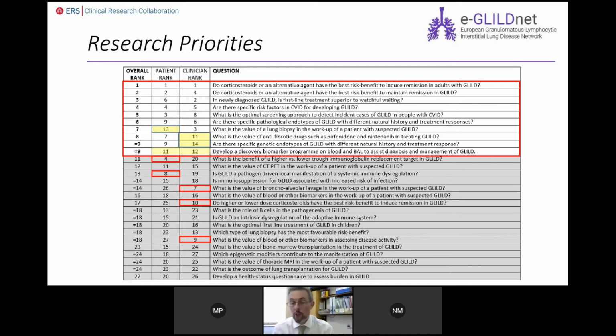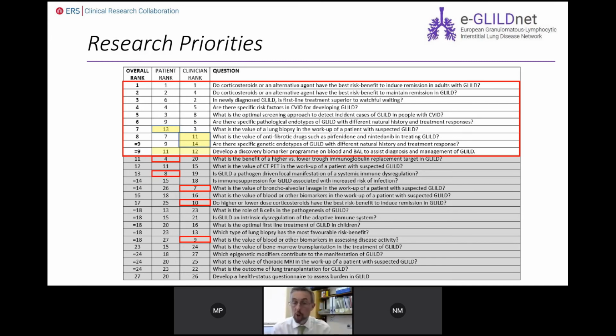And the top 10 research priorities are listed there for you in terms of their overall rank, their ranking by patients, and their ranking by clinicians. And you can see that the top questions are really pretty simple. Hopefully we may have some data emerging from studies such as still patching to answer some of these. But for the moment, there really is uncertainty out there about whether corticosteroids or alternative agents are best for inducing remission and then maintaining remission.